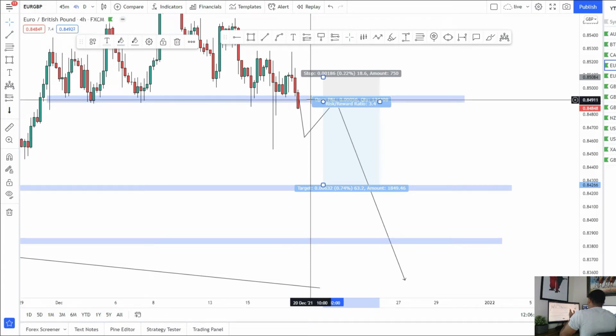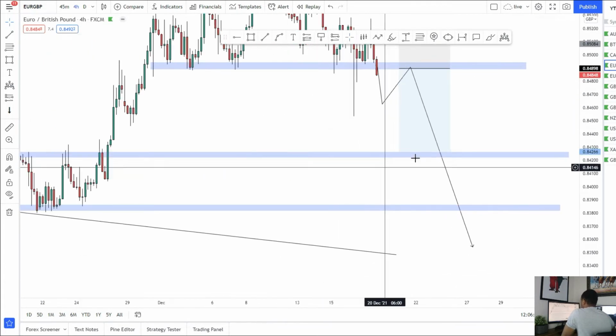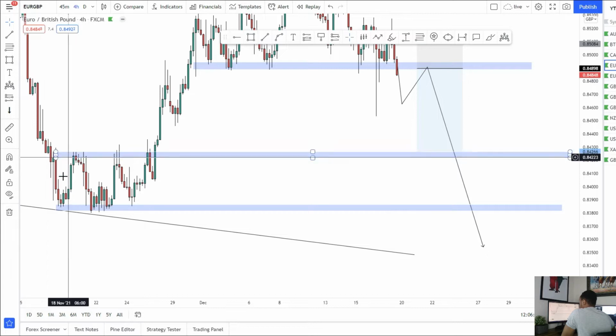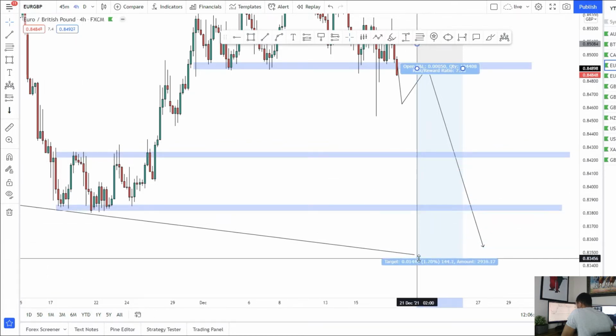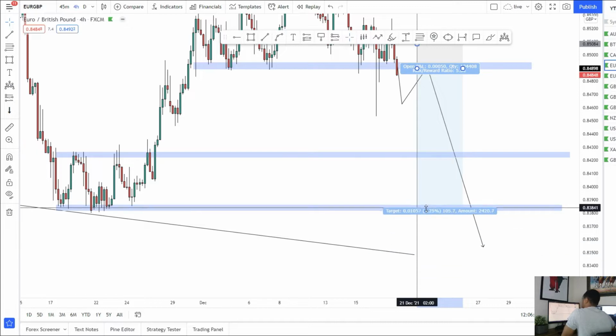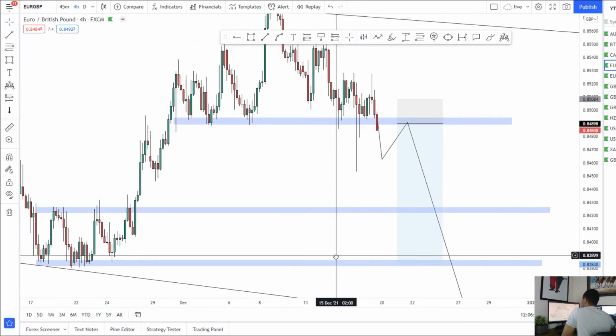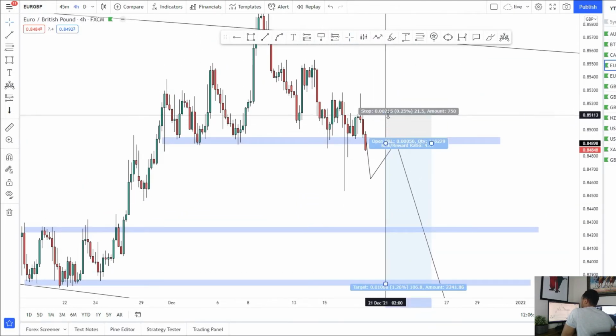and retest of 0.84900. Push that down into the highs of this range here, which we never got the retest of, and then potentially the lows of the range, and then potentially the low of the trend line, depending how far you want to push the trade. But that's what the plan is for next week.